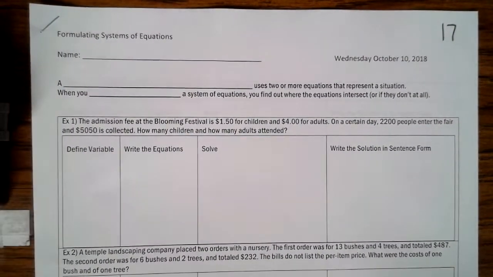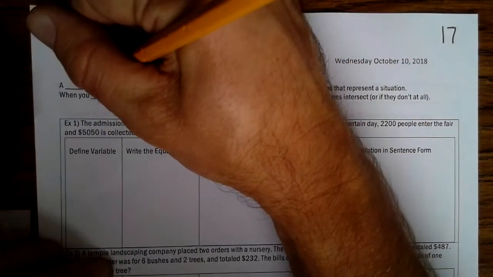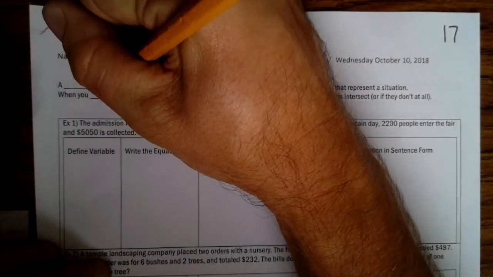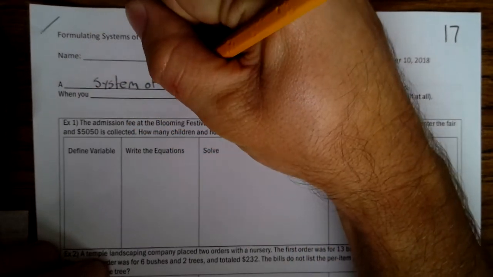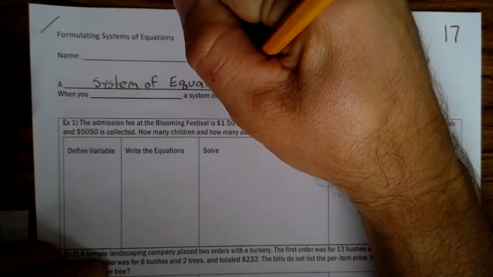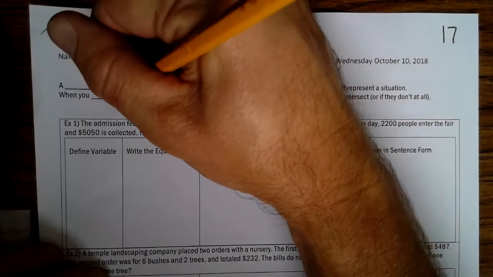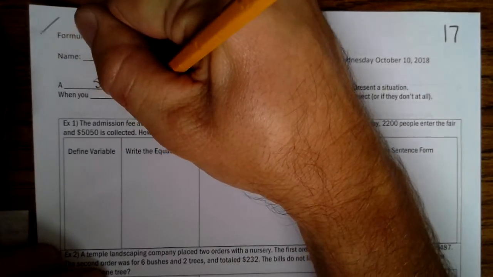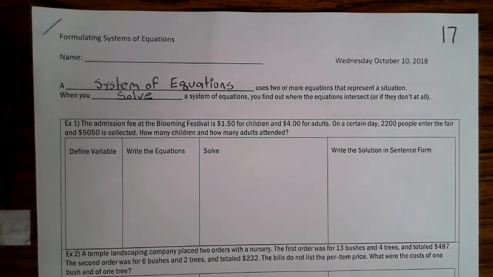All right, page 17. A system of equations uses two or more equations that represent a situation. When you solve a system of equations, you find out where the equations intersect or if they don't at all.